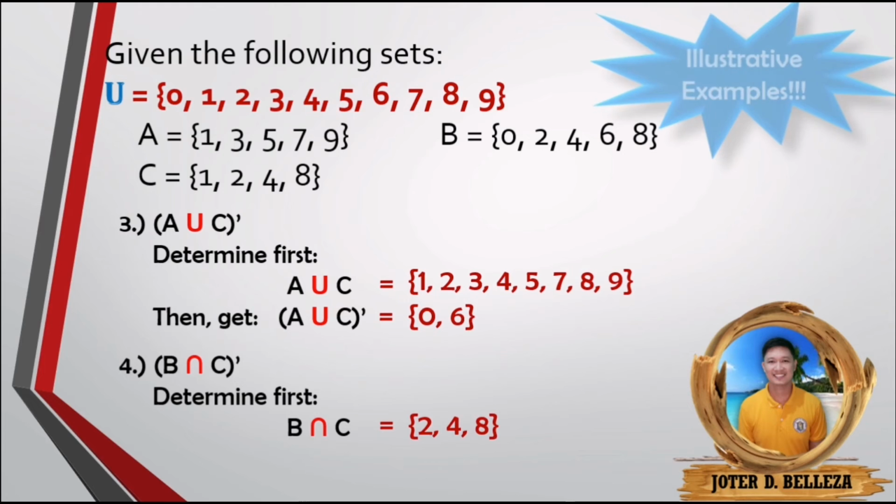Now, after having the elements of the intersection of B and C, that's the time that we are going to determine the complement of their intersection.